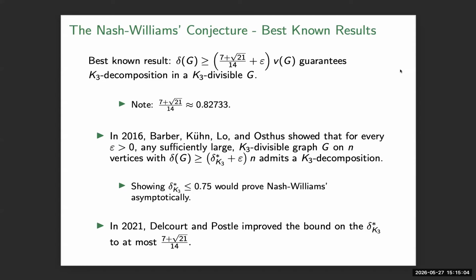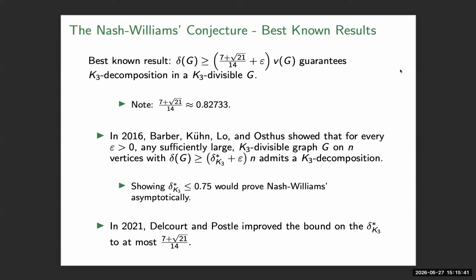It's actually the combination of work from two different groups. So first, in 2016, Barber, Kühn, Lo, and Osthus showed that for every positive epsilon, any sufficiently large K3 divisible graph G on n vertices with minimum degree at least that fractional threshold plus epsilon admits a K3 decomposition. So just to drive the point home here, showing that this fractional threshold is bounded above by 0.75, well, that would asymptotically prove the Nash-Williams conjecture.